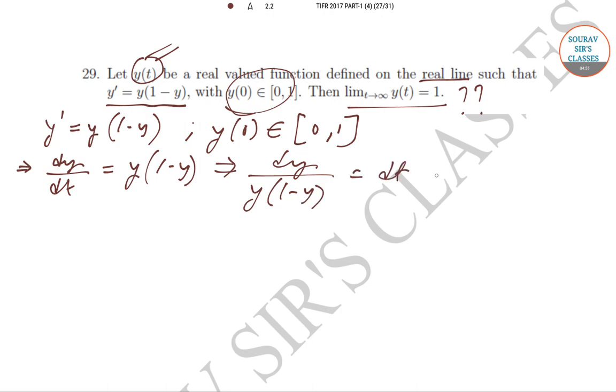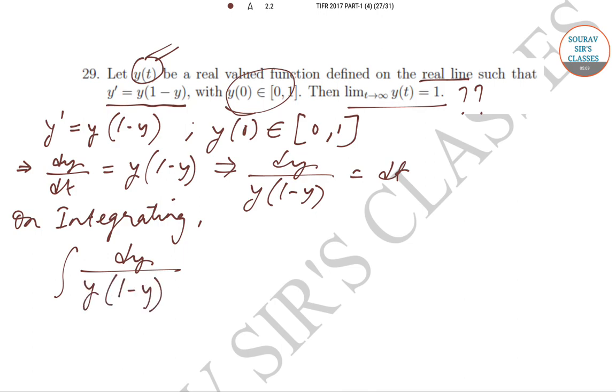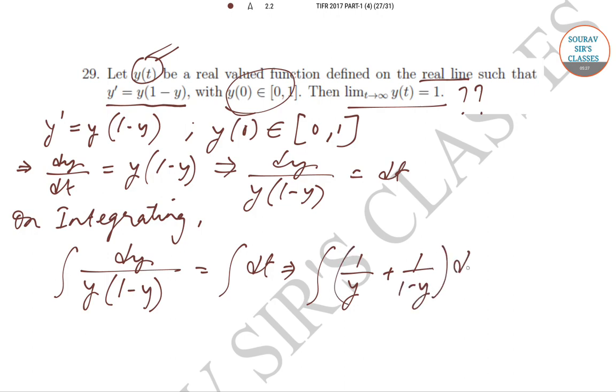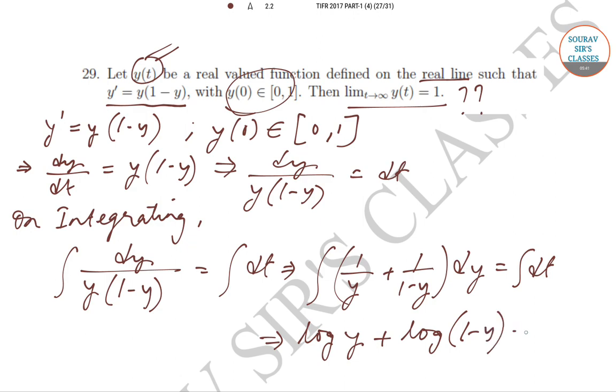So now if we integrate this, on integrating, we get integration of dy by y into 1 minus y is equal to integration of dt. This gives us 1 by y plus 1 by 1 minus y into dy is equal to dt. So this implies log of y minus log of 1 minus y is equal to t plus some constant c.